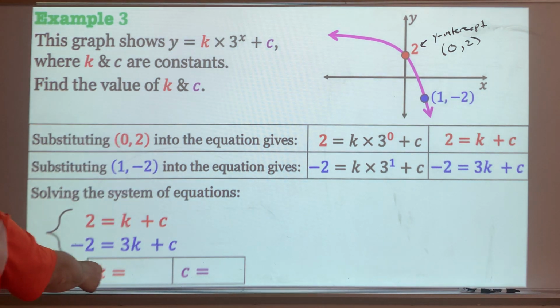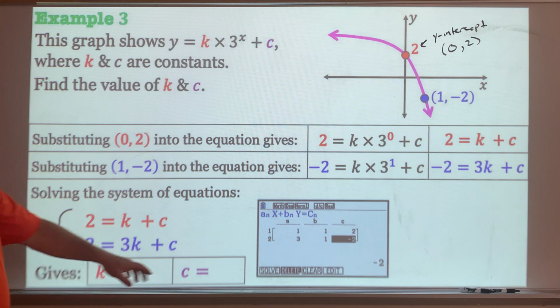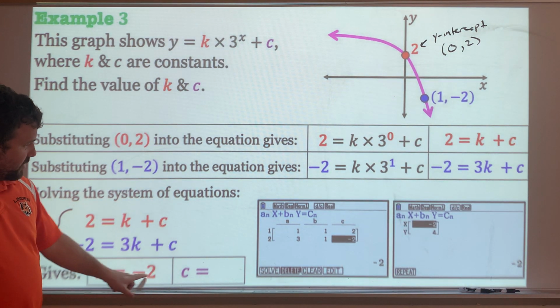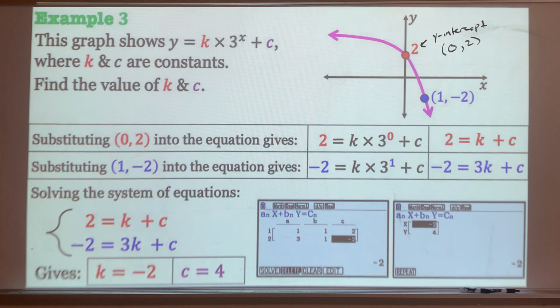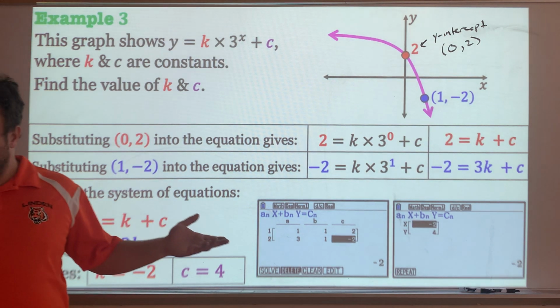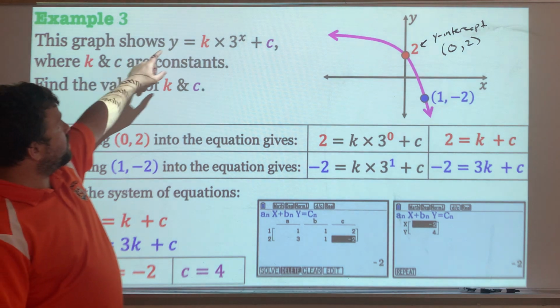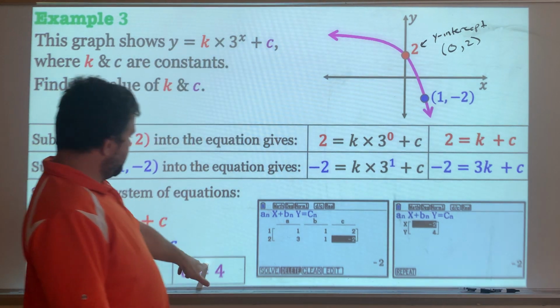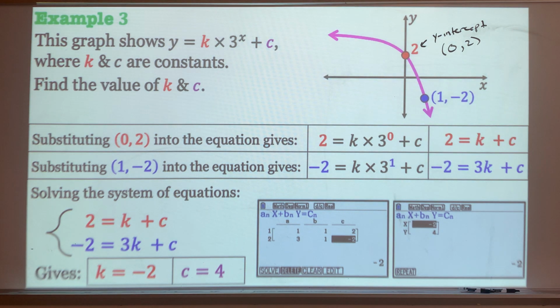So based on my graph right here, I typed everything in like I just showed you, and I got k equals -2, and c equals 4, just like I told you. And there we go. So the equation is y equals -2 times 3 to the x plus 4. Boom. And that's it.